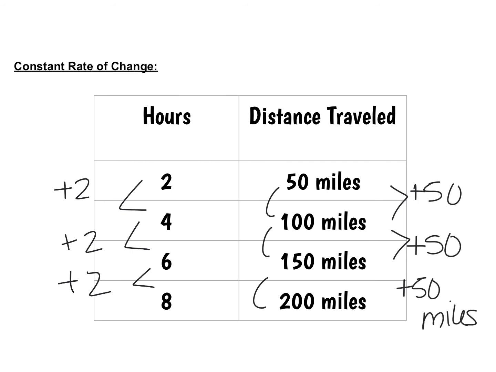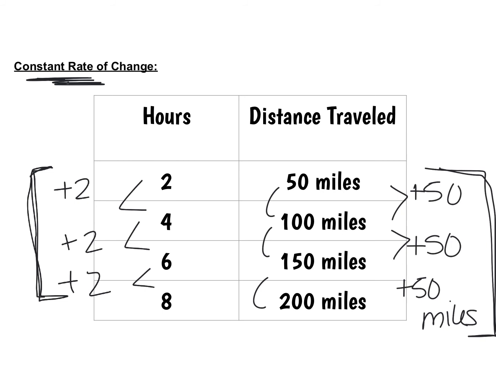So I know that it's a constant rate of change because this is the same number each time and this is the same number each time. Different numbers, obviously, but same on each side. So this is my y value. This is my x value.